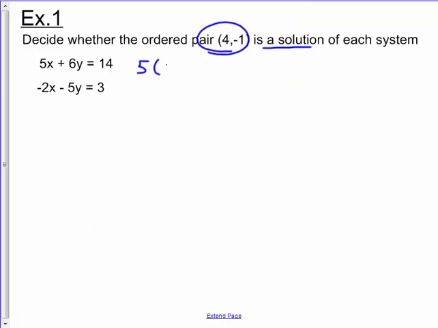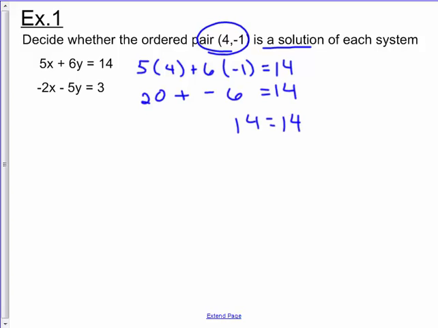So I'm going to check if (4, -1) is a solution to both equations. I'm going to plug in 4, and I'm going to plug in -1, and then I'm going to solve it for the first equation. When I do that, I get 20 plus -6, which is 14. I get 14 equals 14. That's true. It works in the first one.